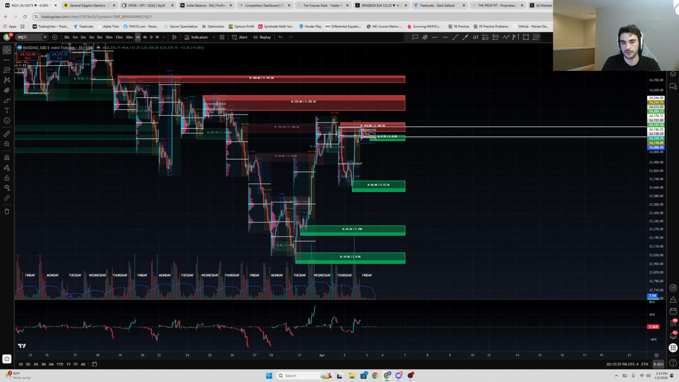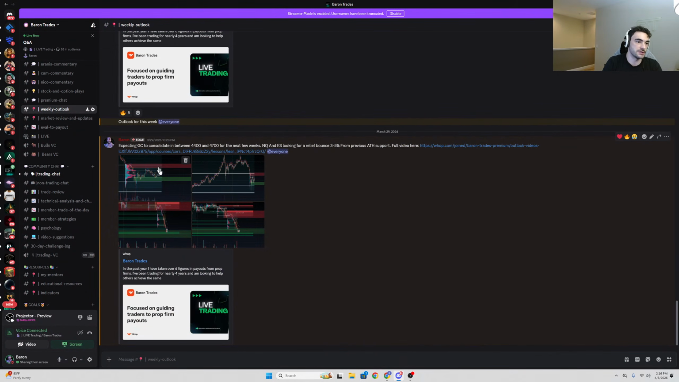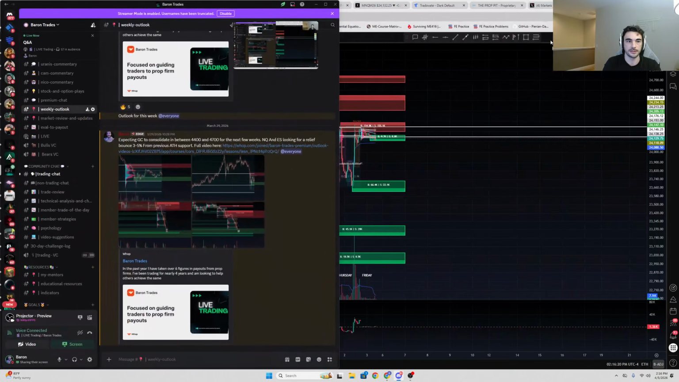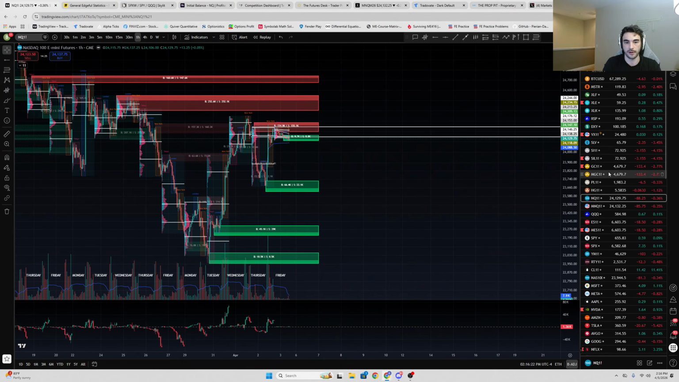And if I go into my weekly outlook from last week, I said expecting GC to consolidate between 4,400 and 4,700 for the next few weeks. NQ and ES looking for a relief bounce 3 to 5% from previous all-time high support. Okay, what zones do I have marked out here? So I have resistance on GC up to 4760. Let's go look at the chart and see what happened there.